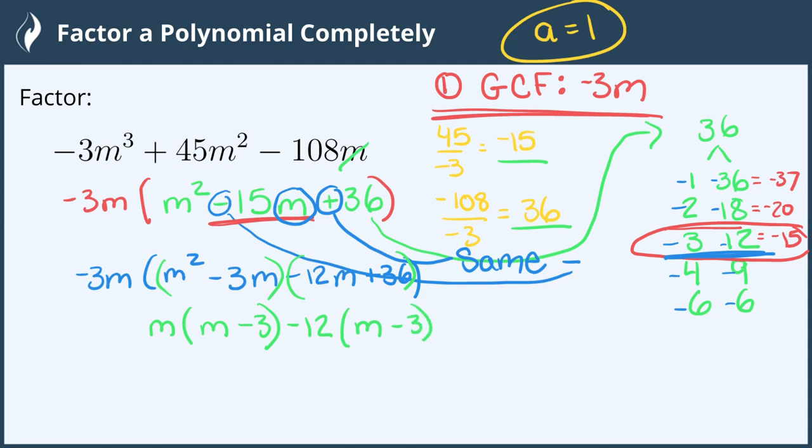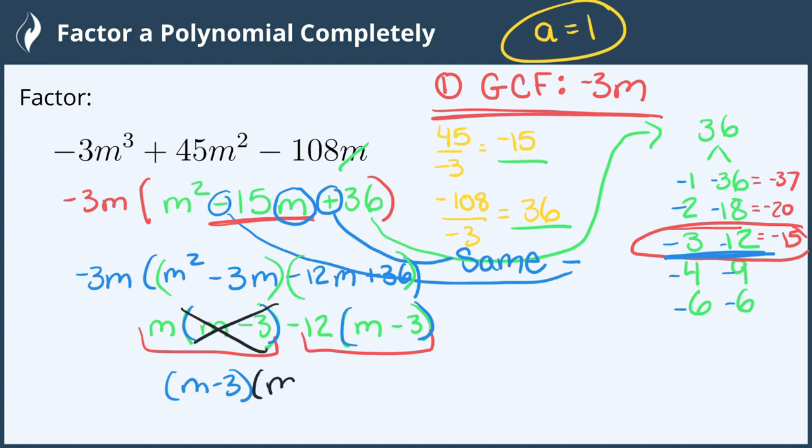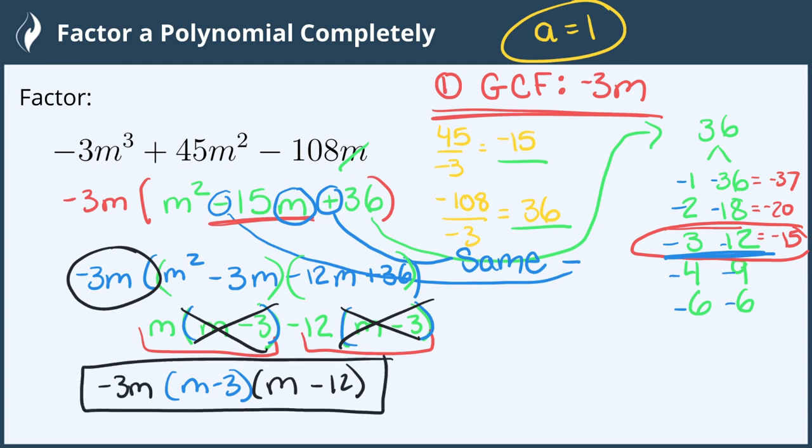And now I can see that I have two terms, again, in which I have a binomial that's in common, so I can factor it out of both of these terms. m minus 3, and factoring it out of the first one, we're left with m. Factoring it out of the second one, we're left with minus 12. And don't forget our greatest common factor, negative 3m. And now we have factored our polynomial completely. We have our two binomials and the greatest common factor on the outside.